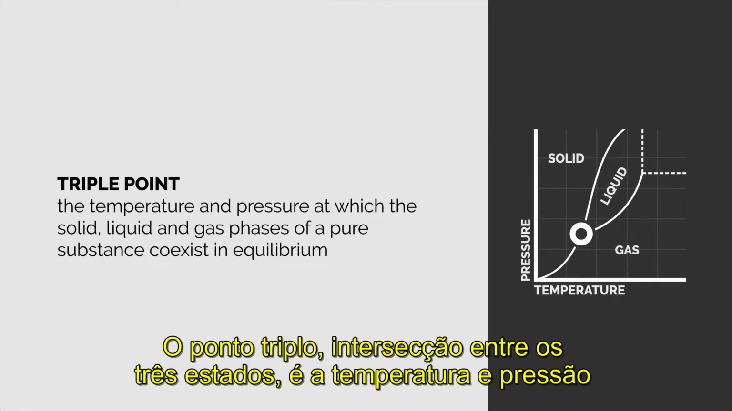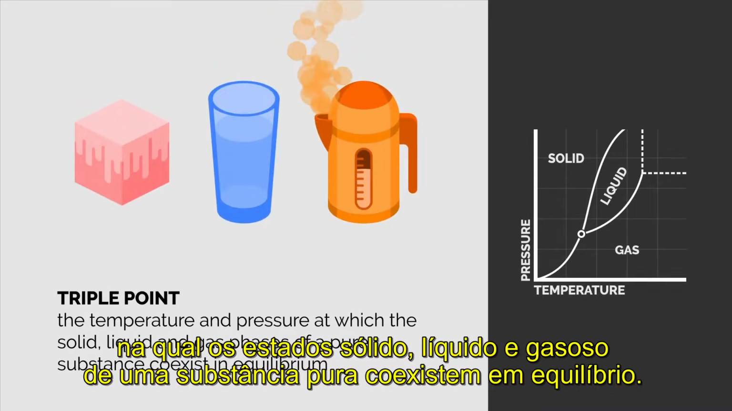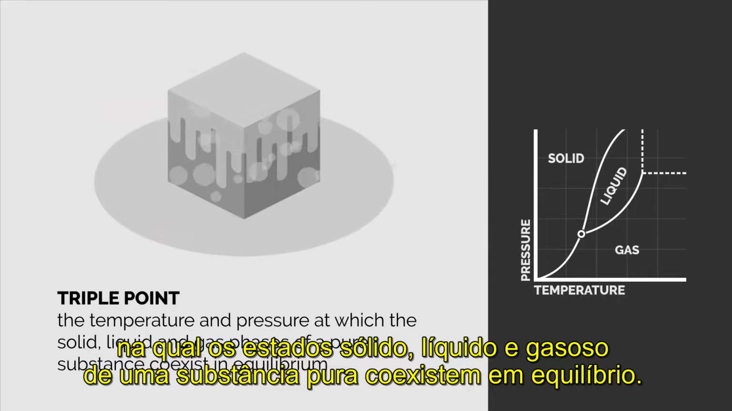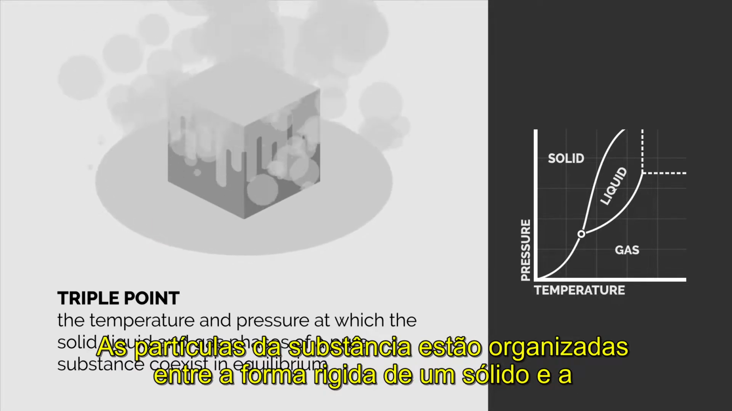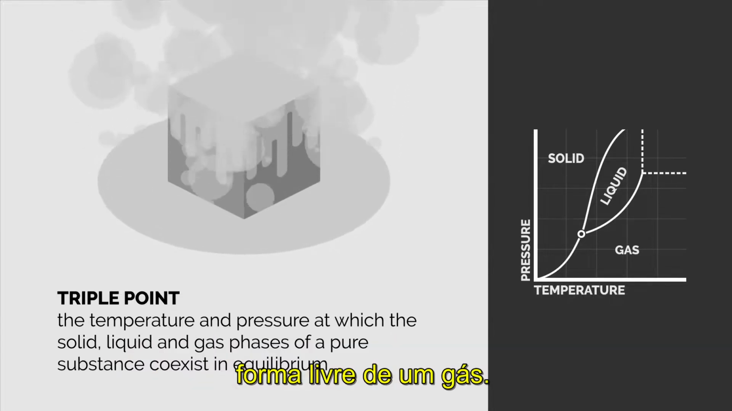The triple point, the intersection of all three phases, is the temperature and pressure at which the solid, liquid, and gaseous forms of a pure substance coexist in equilibrium. The particles of the substance are loosely arranged between the rigidity of a solid and the free movement of a gas.